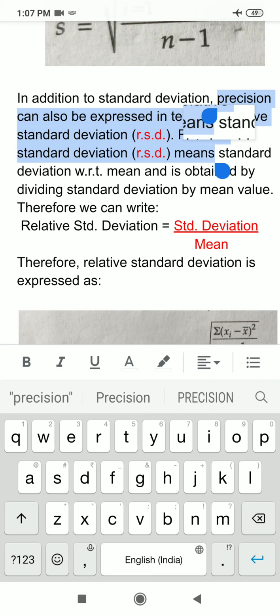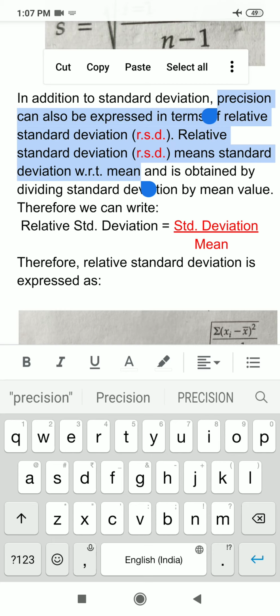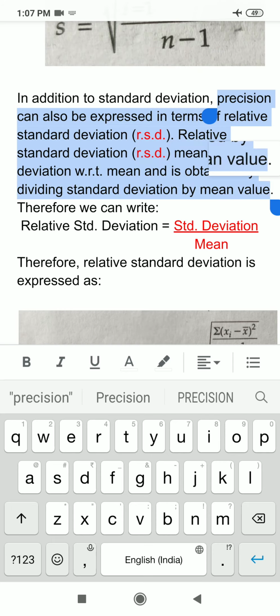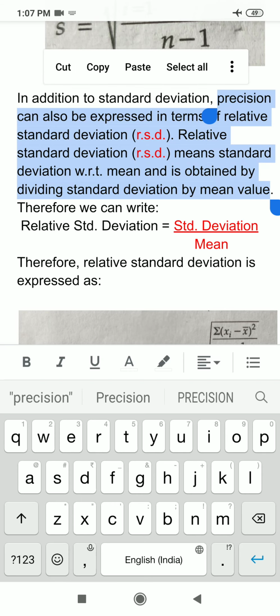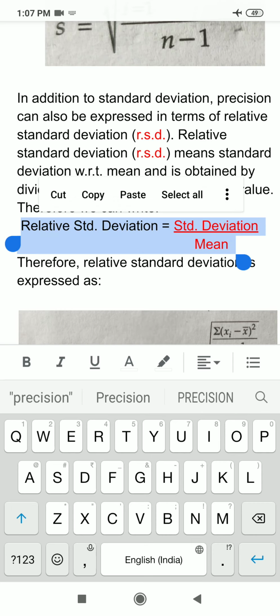So what is relative standard deviation? Relative standard deviation means standard deviation with respect to mean. So I can say it is obtained by dividing standard deviation by mean value. So I can write relative standard deviation is equal to standard deviation divided by mean, or mean value, or average value. You can write what you wish.